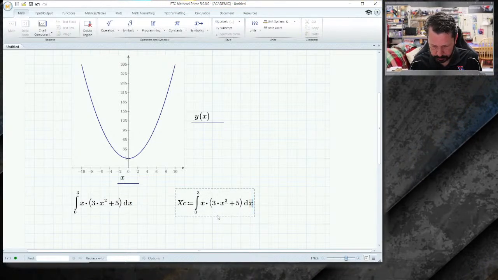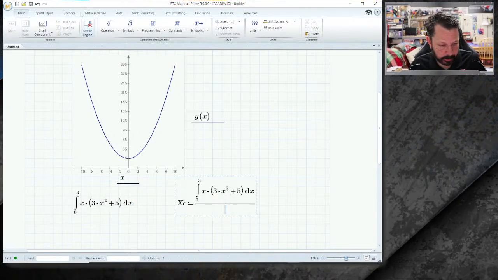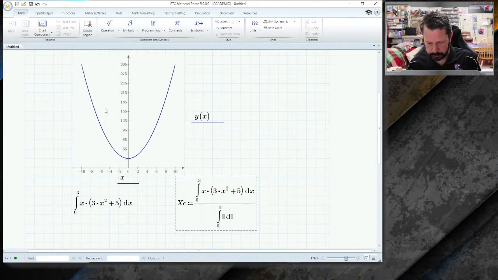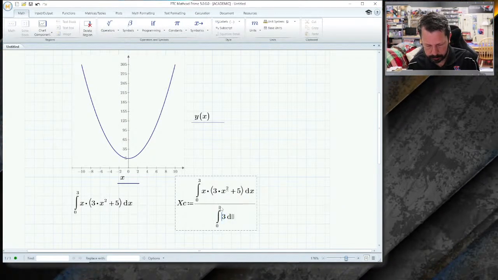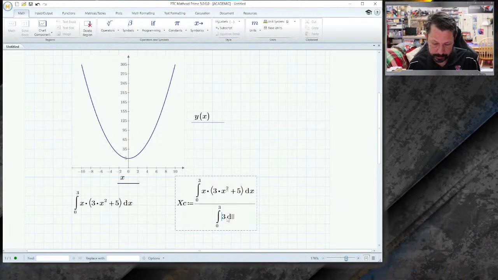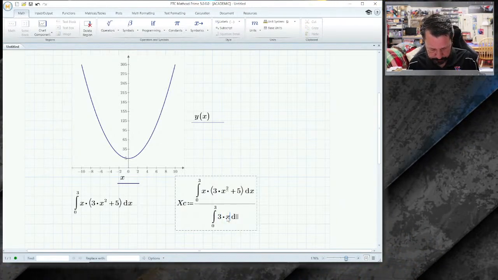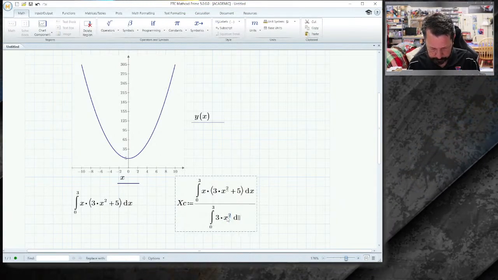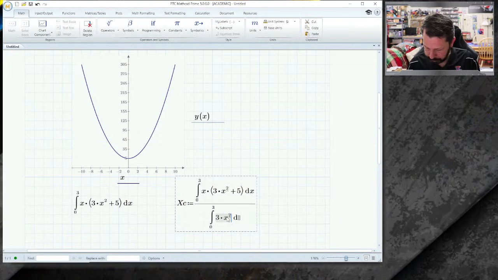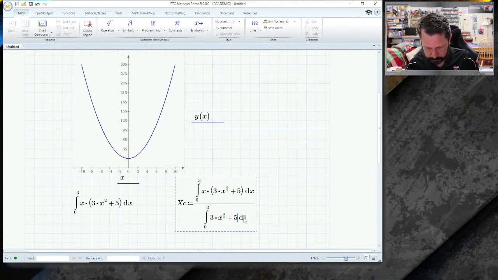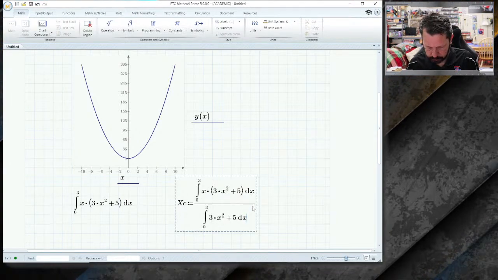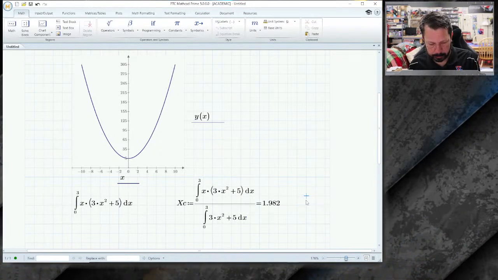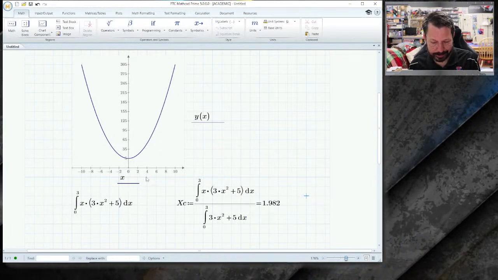All of that divided by the area, which we can do with another definite integral, 0 to 3, of 3 times x squared plus 5 dx. 1.982.